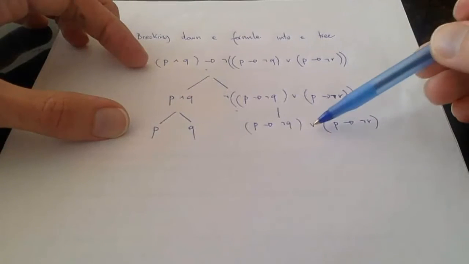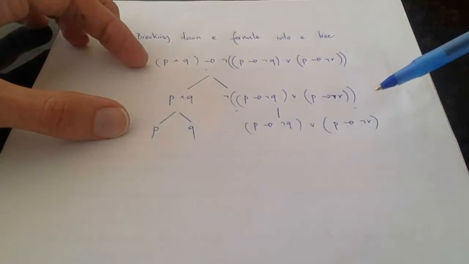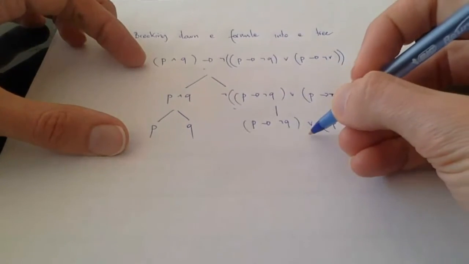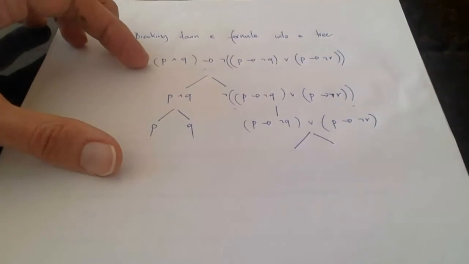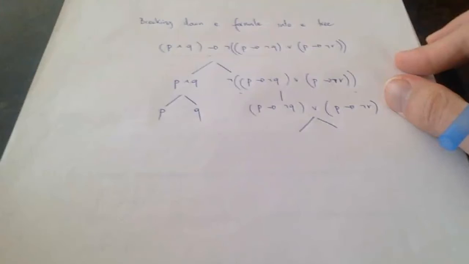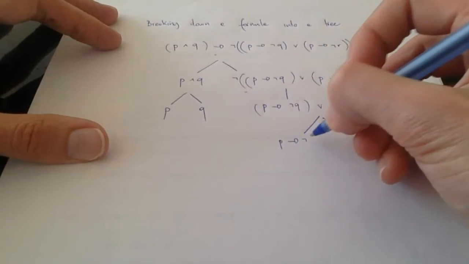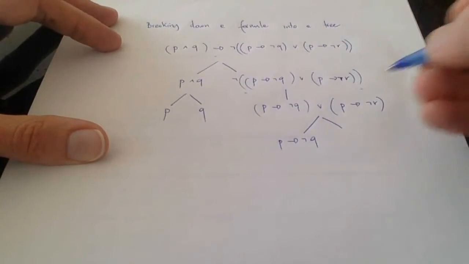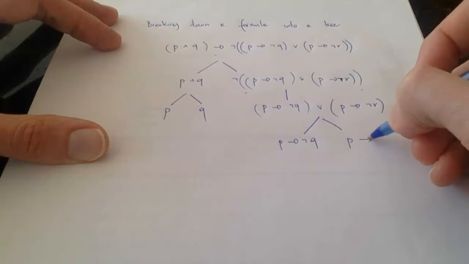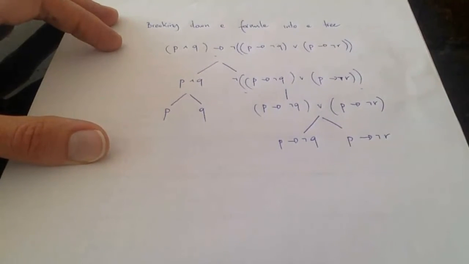And then here we can see immediately that the main connective is the disjunction. So we can break this down into P implies not Q on one side, and then P implies not R on the other side.